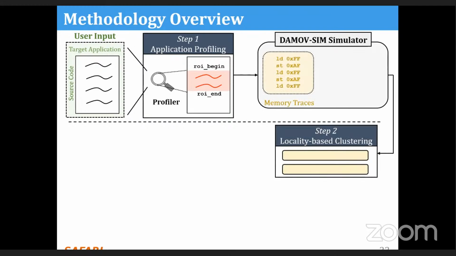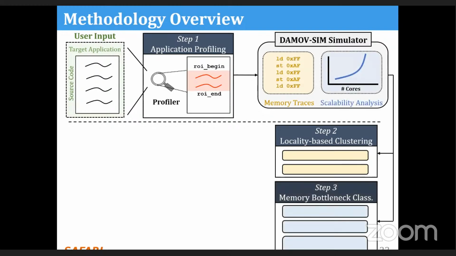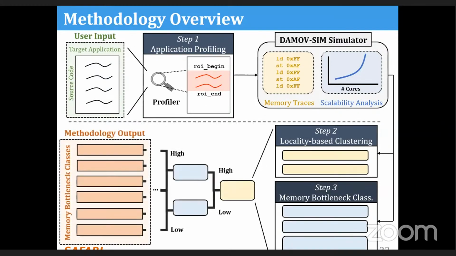In the second step, we do something that we call locality-based clustering. This is the architecture-independent part where we analyze the data locality, the spatial and temporal locality of the workloads. And then we do a step 3 where we go deeper into the analysis and the characterization of the different memory bottlenecks. And we do that by using a scalability analysis.